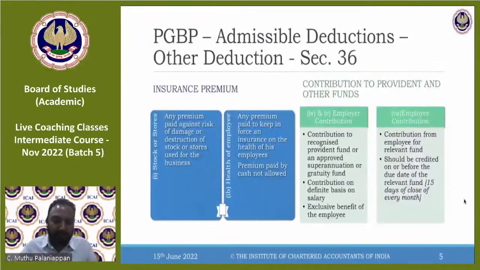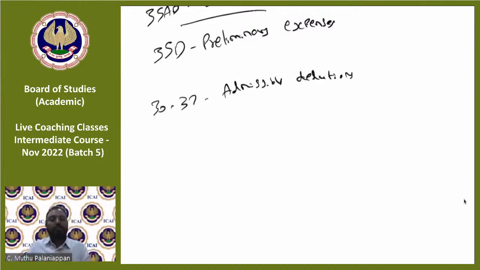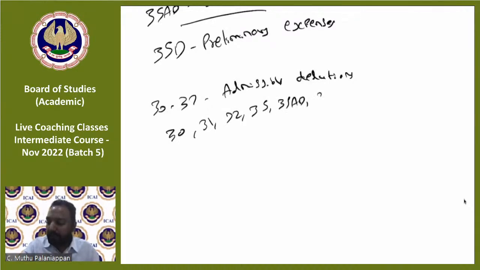your voluntary retirement scheme, 35 DDA. So now we'll move on to the other sections. When we spoke about the structure of business, we said 30 to 37 are admissible deductions. So we are discussing that section only. We already discussed 30, 31, 32, 35, 35 AD, 35 DDA. So we have covered all these sections in the range of 30.